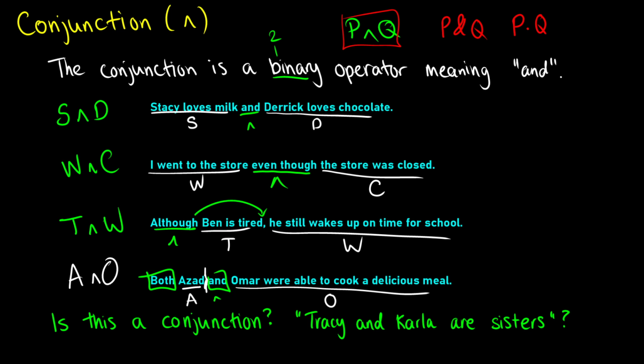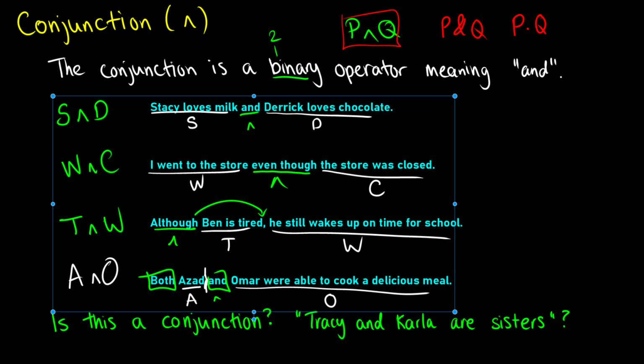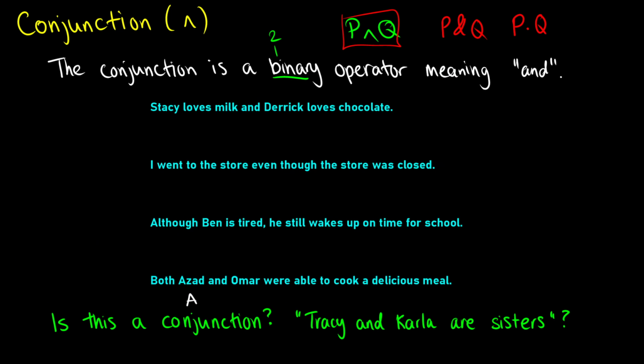Now, here's one final question for you. And I'm actually going to get rid of this stuff so we can focus on this question. So, of course, you can look back at the answers by pausing the video and looking at that. But I'm going to ask you, is this a sentence with a conjunction? Tracy and Carla are sisters.